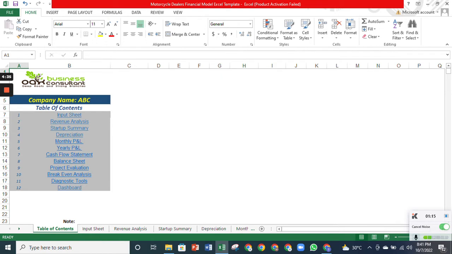So the model consists of input sheet, revenue analysis, startup summary, depreciation, monthly and yearly profit and loss statement, cash flow statement, balance sheet, project evaluation, break-even analysis, and dashboard.